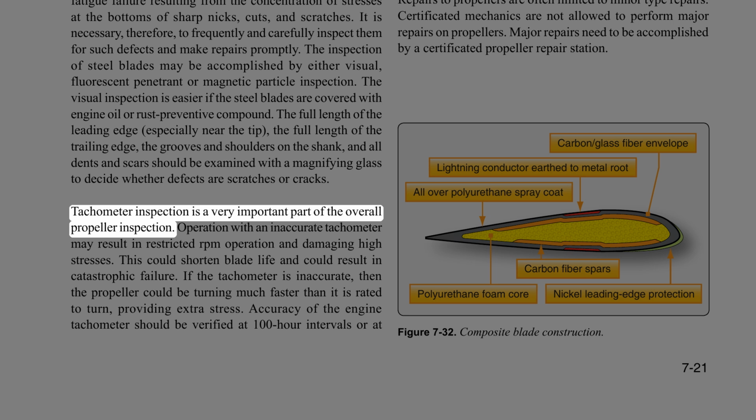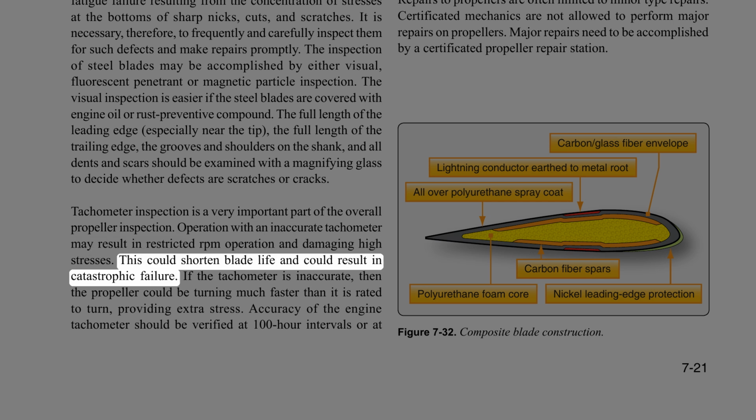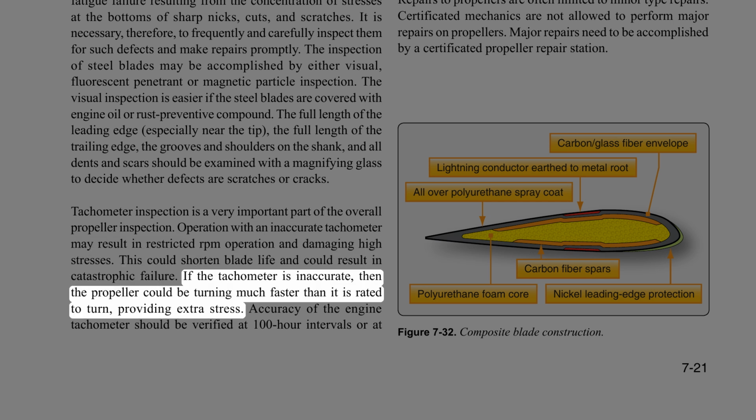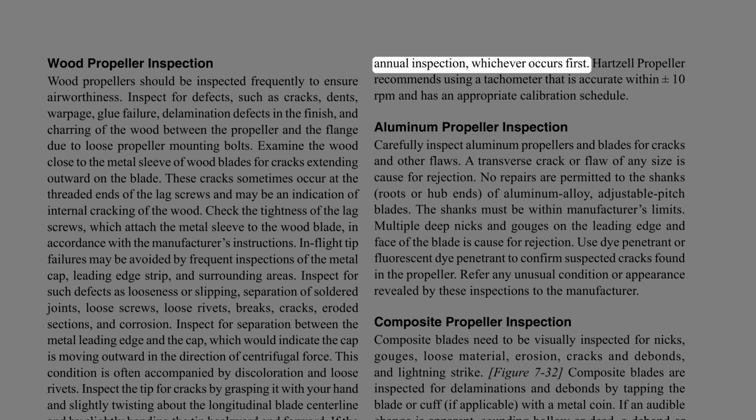Tachometer inspection is a very important part of the overall propeller inspection. Operation with an inaccurate tachometer may result in restricted RPM operation and damaging high stresses. This could shorten blade life and could result in catastrophic failure. If the tachometer is inaccurate, then the propeller could be turning much faster than it is rated to turn, providing extra stress. Accuracy of the engine tachometer should be verified at 100-hour intervals or at annual inspection, whichever occurs first.